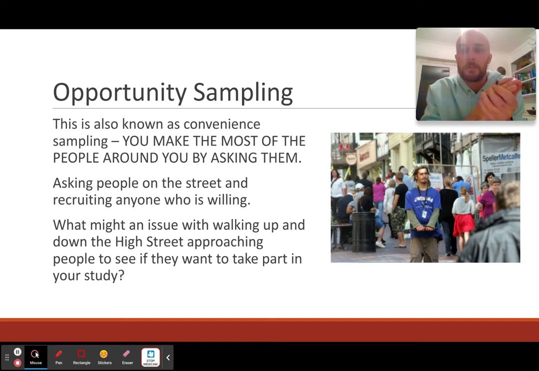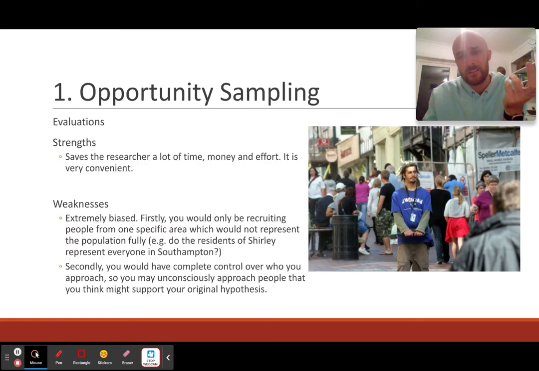You're only going to go up to the people who look like they're going to support your piece of research. You're only going to go up to people who you feel look as if they would actually say yes. So it isn't a case that everybody on that high street has an equal chance of being picked, because the ugly people who look like they're going to turn you down straight away are not going to get picked. So it's hugely problematic and flawed.